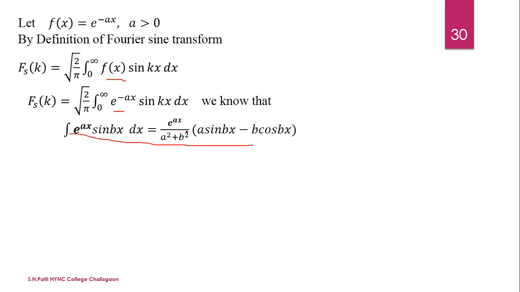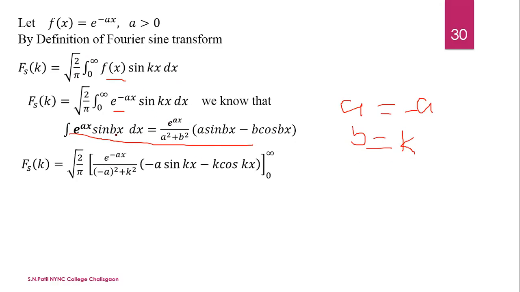Okay, now apply the formula. We know the formula: the integral of e raised to ax sin bx is e raised to ax divided by a square plus b square, into a sin bx minus b cos bx. Here compare this equation with the given equation, then the value of a is minus a and the value of b is equal to k. So substitute here minus a, and k. Now this is the integration of e raised to minus ax sin of kx.